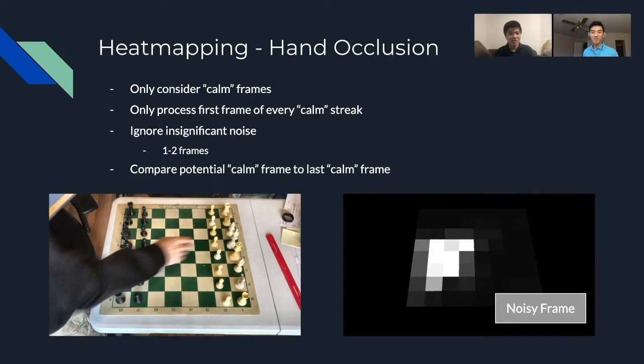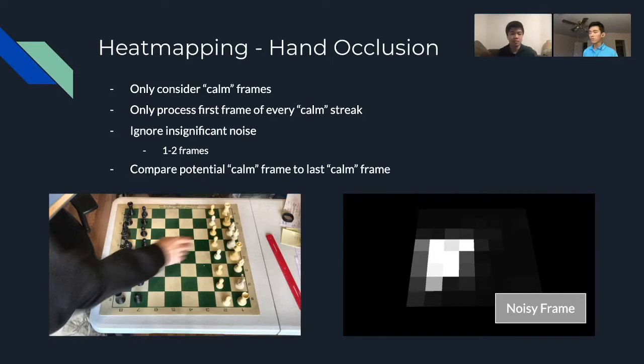Within a calm interval, because there isn't much color change or much noise, we know that nothing is happening on the board. So we only want to look at the first frame of every calm interval to reduce the amount of times we have to run this whole process. So a real world example would be if somebody were to make a move, then move their hand out of the image, that would then start a calm streak until their hand came back into the image. And as I said before, we only want to process the first frame of that.